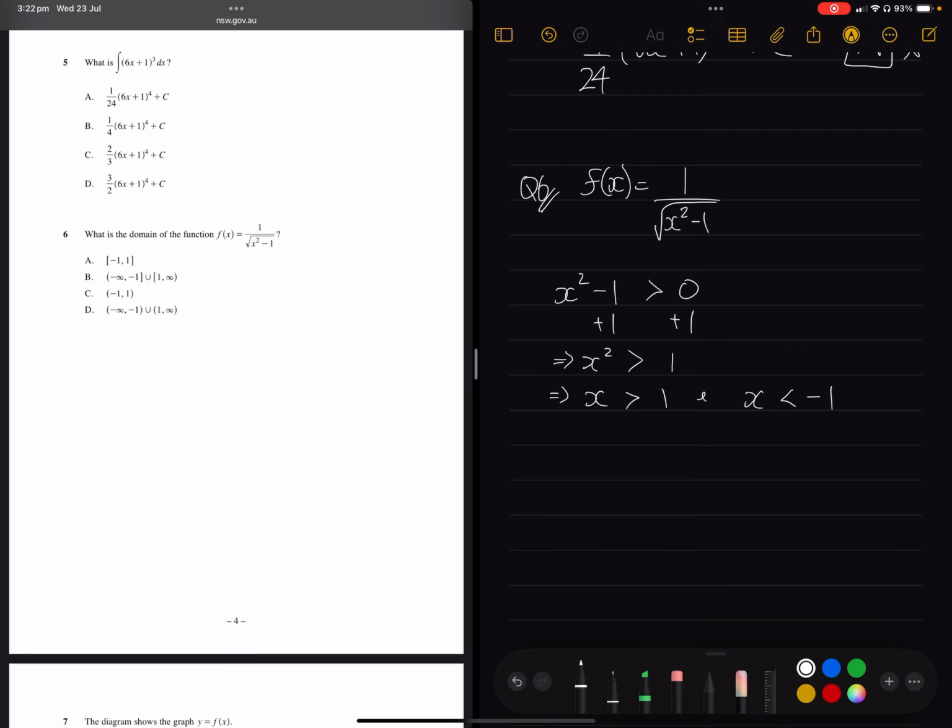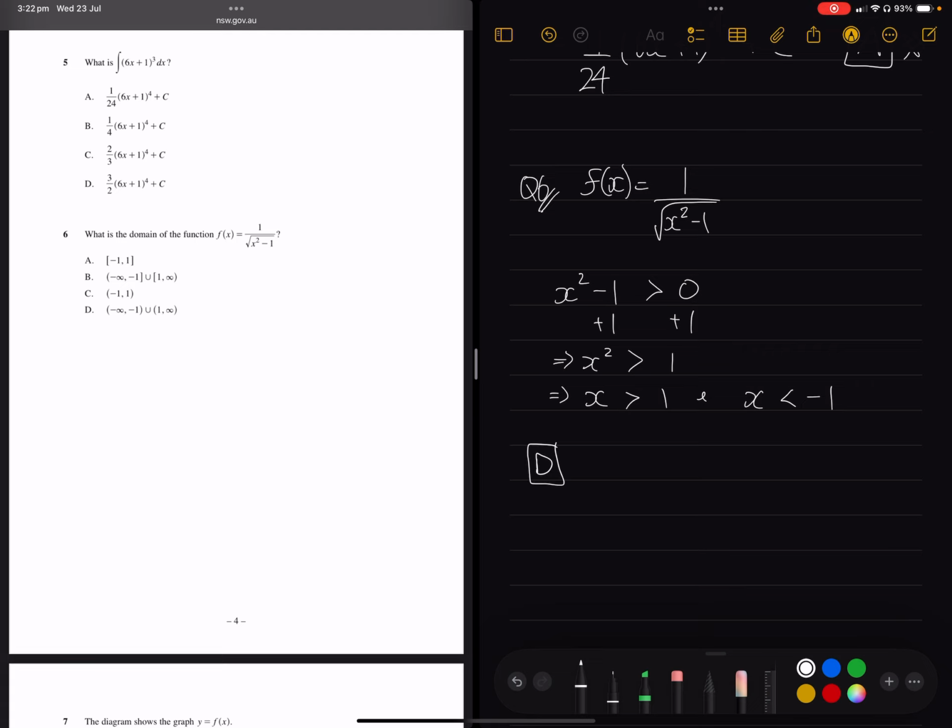Now, this makes sense because if x is 1 or minus 1, the denominator becomes 0. If it's between them, the thing under the square root becomes negative. Both of those things are not allowed. So the answer must be D. All values from minus infinity to minus 1, and then all values from 1 up to infinity, excluding minus 1 and 1. So question 6 is D.